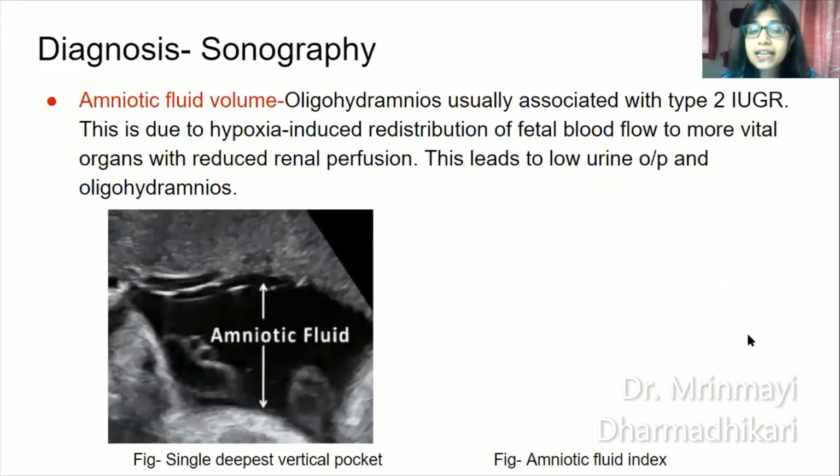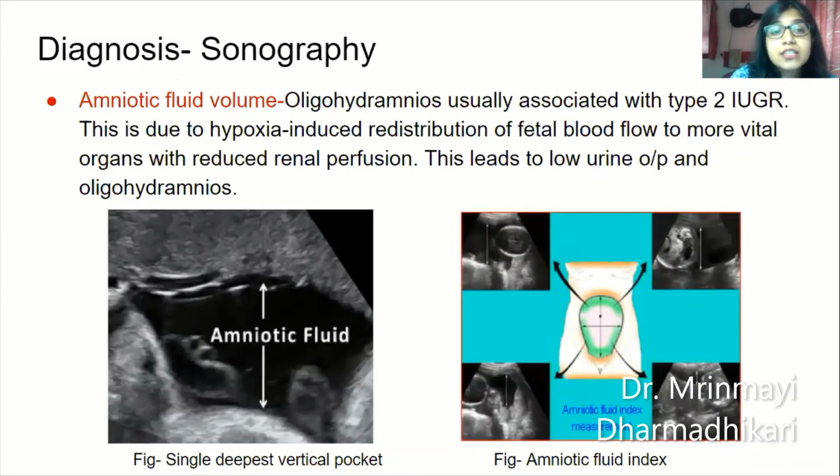Amniotic fluid volume is the second parameter to be assessed sonographically. So oligohydramnios is usually associated with type 2 IUGR. This is due to hypoxia-induced redistribution of fetal blood flow to more vital organs with reduced renal perfusion. So when renal perfusion decreases, there is a low urine output and hence oligohydramnios. Okay, so basically oligohydramnios marks a compensatory mechanism by the fetus to adapt to decreased blood flow.